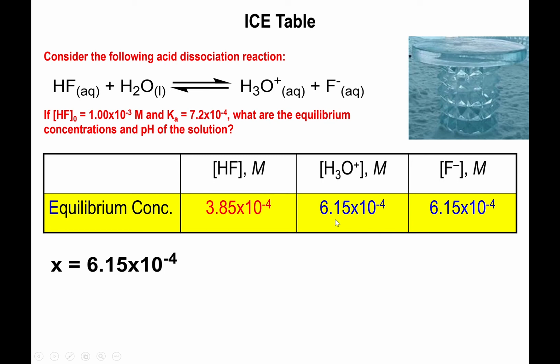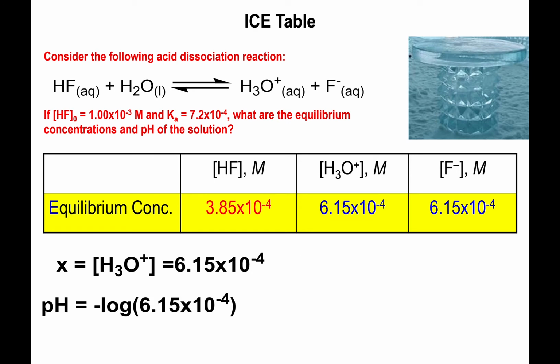But one thing that's going to be of most importance when doing ICE table problems for acidic substances and basic substances is to find out the pH of the substance. So hydronium concentration right here is 6.15 times 10 to the negative 4. Take the negative log of the hydronium concentration and you will find the pH. So in this case, we're talking about a pH of 3.21. Notice that the pH value is less than 7, as it should be because we're dealing with an acid, and acidic substances have a pH less than 7.